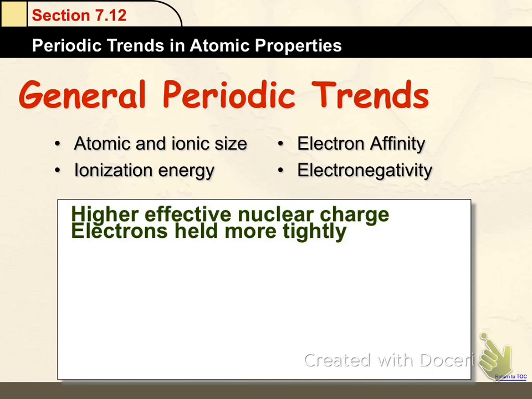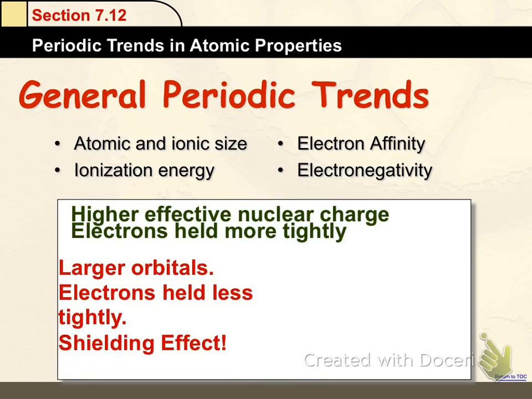Here's a main point we need to understand, that higher effective nuclear charge electrons are held more tightly. Okay, so if you have higher nuclear charge, so you have more protons in that nucleus, those protons are going to act to hold on to those electrons more tightly. And we should understand that. It's like putting more magnets into the nucleus, and those magnets are going to really attract those electrons.